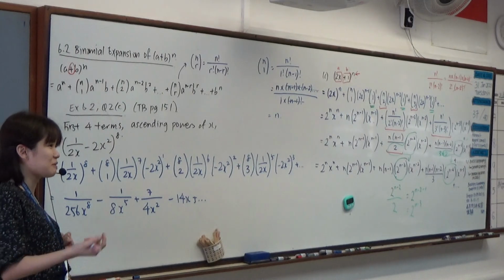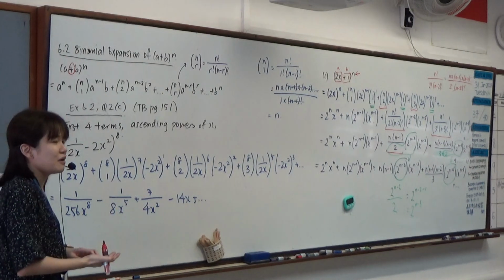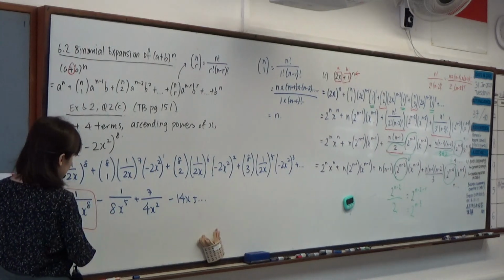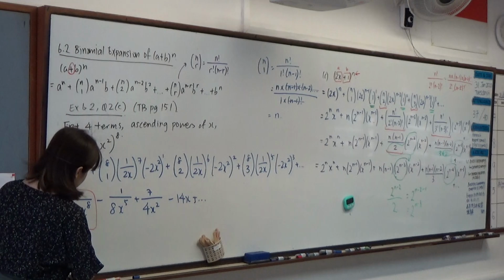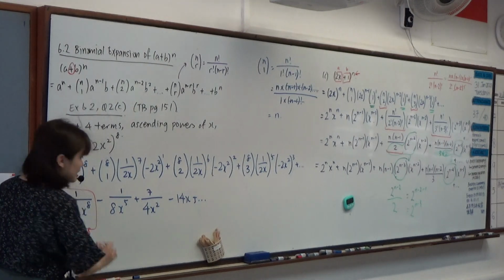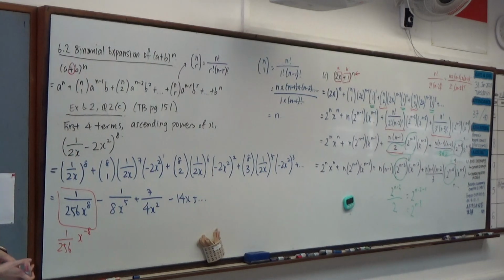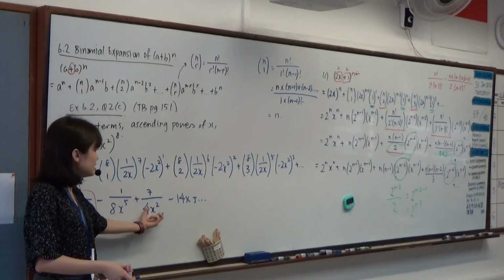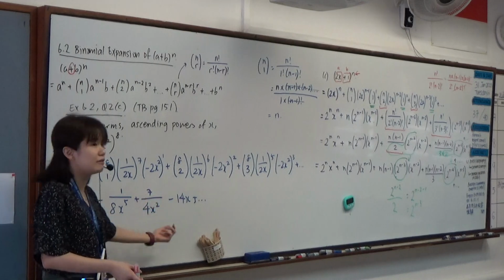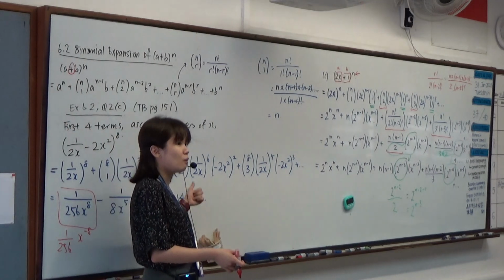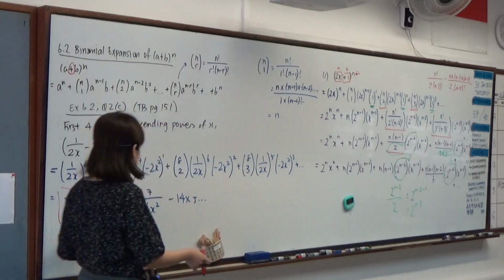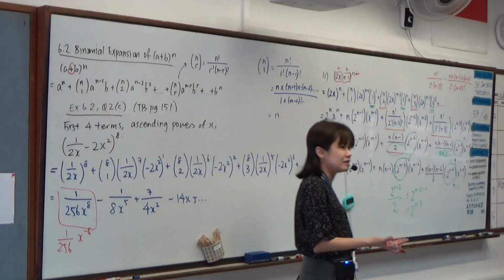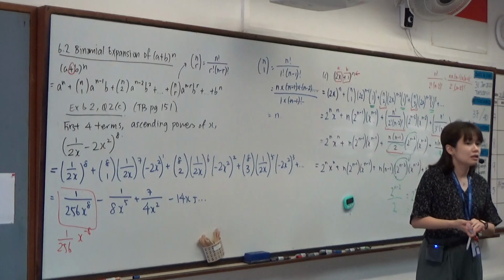Some of you say yes, some of you say no. How do we know it is ascending powers of x? This is 1 over 256 x power negative 8. Then this is x power negative 5 if I put it on the numerator. This is x power negative 2 in the numerator. This is x power 1 in the numerator. So negative 8, negative 5, negative 2 to 1 is in ascending powers of x.